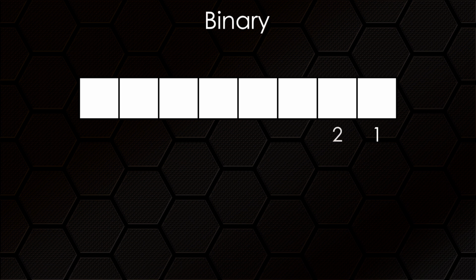The next column is either a value of 0 or 2. The next column 0 or 4. Then 0 or 8, 0 or 16, 0 or 32, 0 or 64, and finally, to end the byte, 0 or 128. By specifying a value of 0 or 1 for each of those columns, we can create any value between 0 and 255.